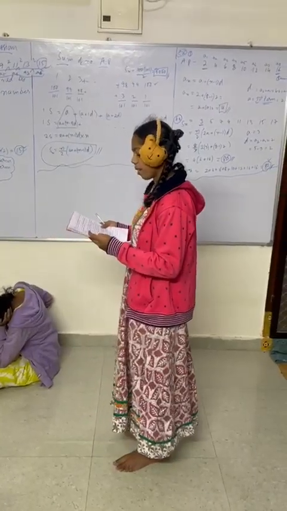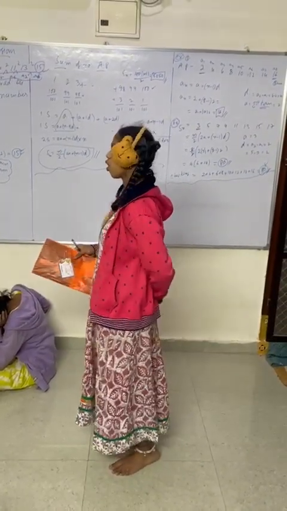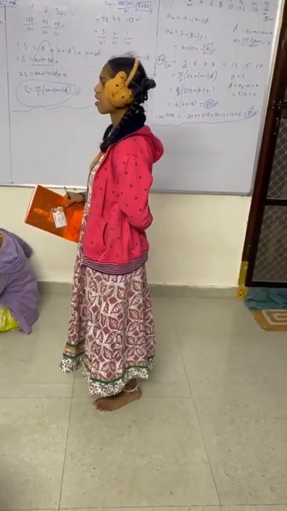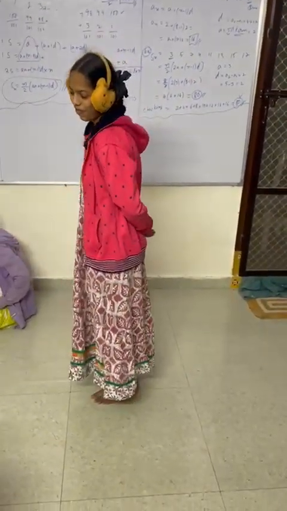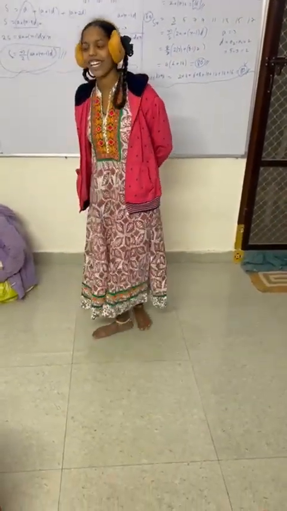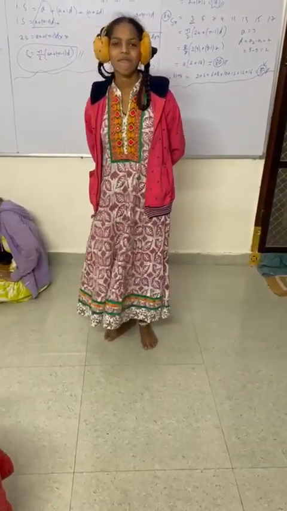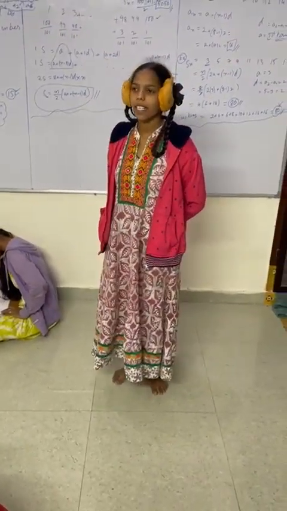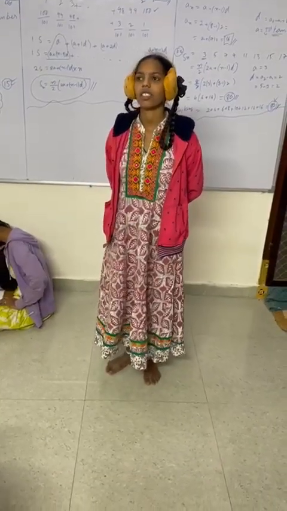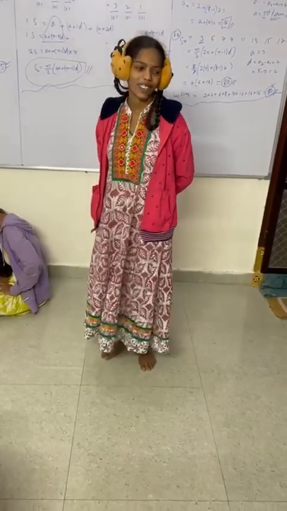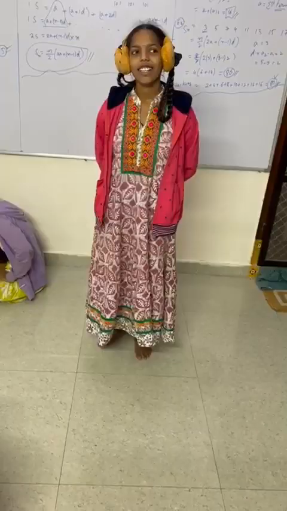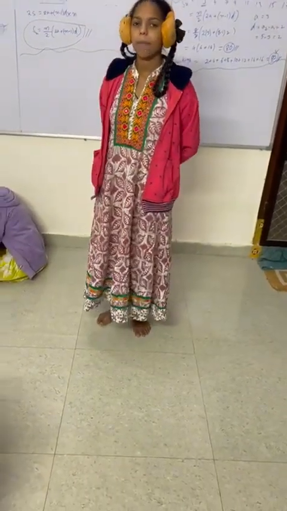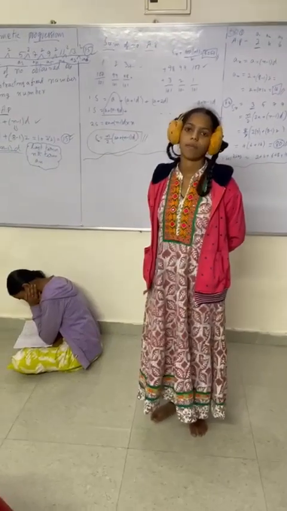Difference between autotrophic and heterotrophic nutrition. Autotrophic nutrition occurs in plants and some bacteria. Heterotrophic nutrition occurs in animals and some bacteria. Chlorophyll is present in autotrophic nutrition. Chlorophyll is absent in heterotrophic nutrition. Examples: plants for autotrophic, and human beings and bacteria for heterotrophic.